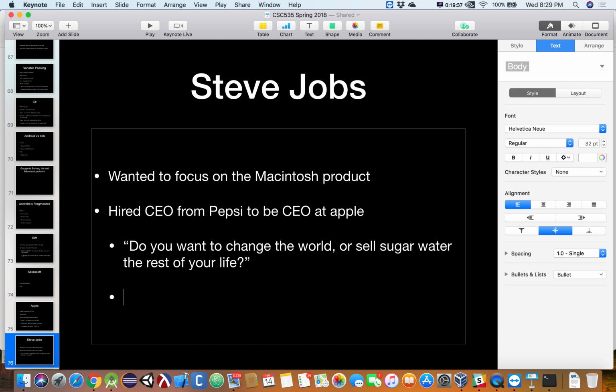And the Apple board fired Steve Jobs. So he was fired from his own company. How does that happen? How do you get fired from your own company? Apple's a publicly traded company. So Steve Jobs owned lots of shares of Apple, but a publicly traded company is owned by the shareholders and managed by the board of directors. The board of directors voted him out of the company. So he was fired from Apple.